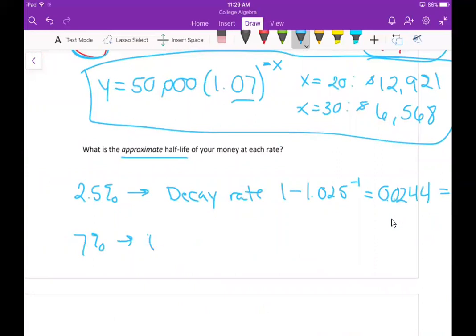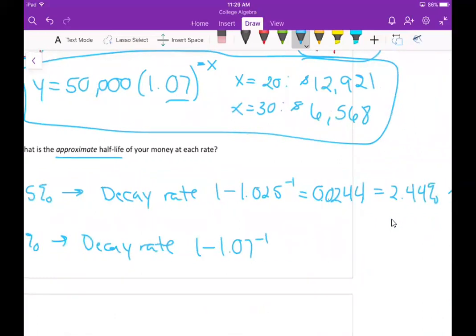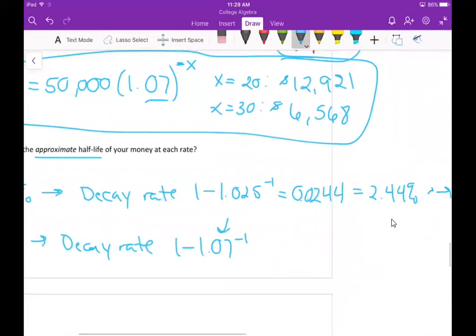For 7%, make sure you convert that to its decay rate in terms of buying power. So we're going to take 1 minus 1.07 to the negative 1. This again is your decay factor in your function, right?